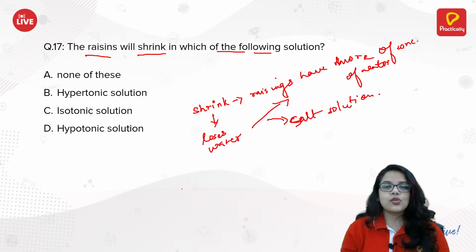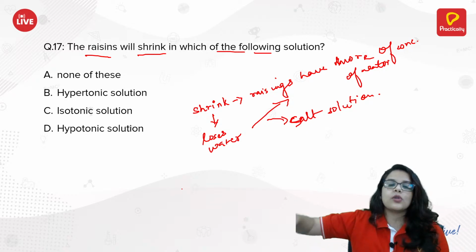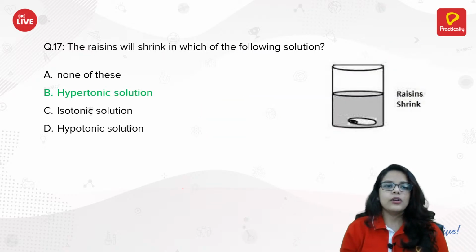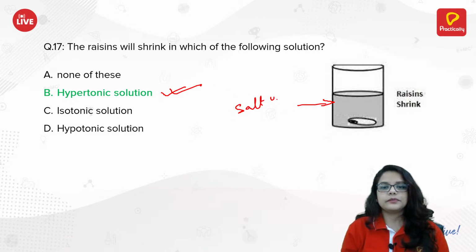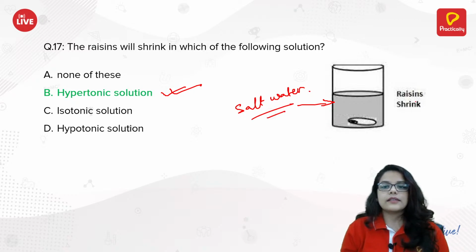So only in the salt solution will the raisins lose water, because the water will come out of the raisins and go into the salt solution. Okay, so it is a hypertonic solution. This is salt water. In the hypertonic solution only, when it's the salt water, the raisins will shrink. They will lose water.